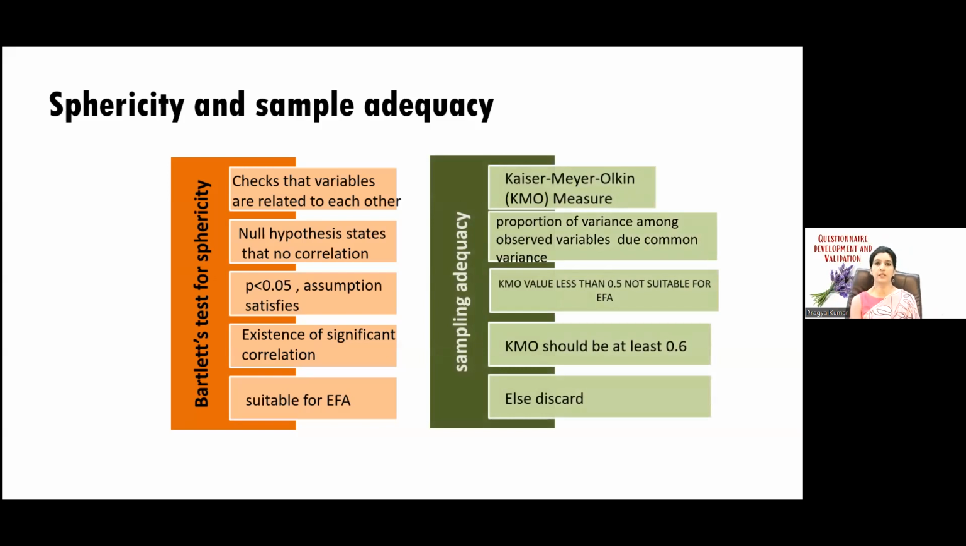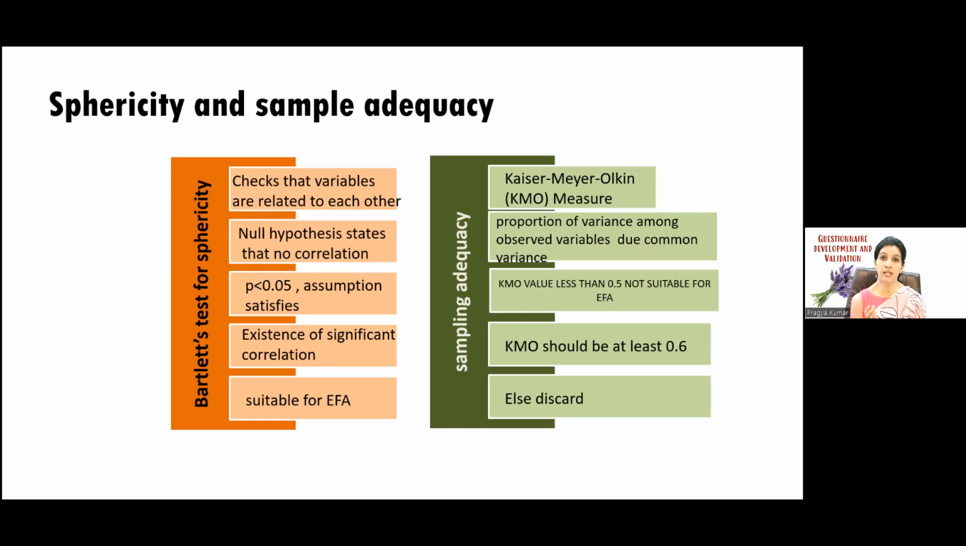This sample adequacy is measured by the Kaiser-Meyer-Olkin, or KMO, measure, which measures the proportion of variance among the observed variables which is due to the common variance. If the KMO value is less than 0.5, then this data is not suitable for exploratory factor analysis. The KMO value should be at least 0.6. Otherwise, you have to discard the data and you cannot do the exploratory factor analysis.